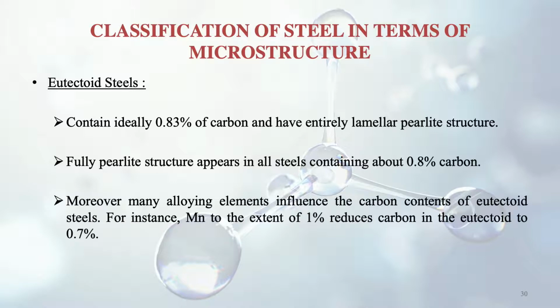Moreover, many alloying elements influence the carbon content of eutectoid steels. So other alloying elements that are present will also influence eutectoid steel. For instance, manganese to the extent of 1% reduces carbon in the eutectoid to 0.7%. So if we are at the eutectoid stage of 0.83% and we add 1% of manganese, then the carbon will reduce to 0.7% because of the reaction taking place.